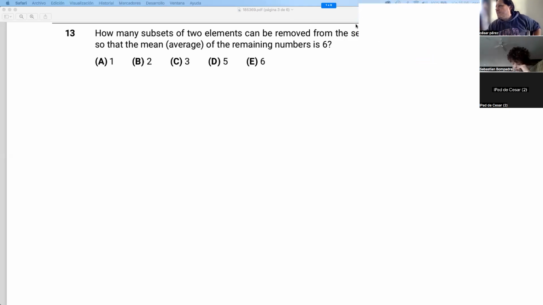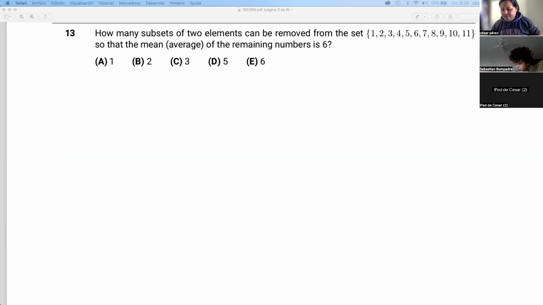Do you know what a subset is? Well, if you have solved it, you know. Okay. Well, okay. Can you explain your solution, please?